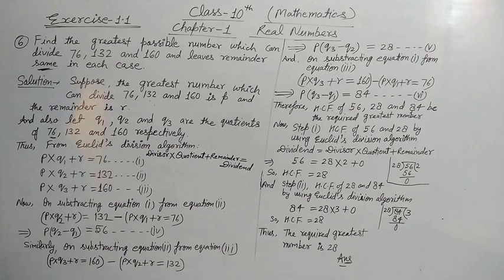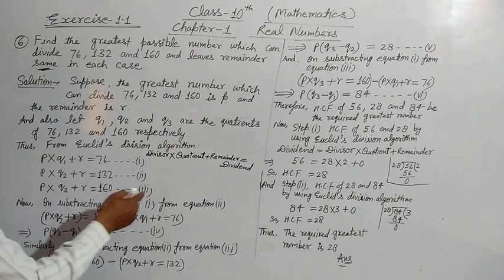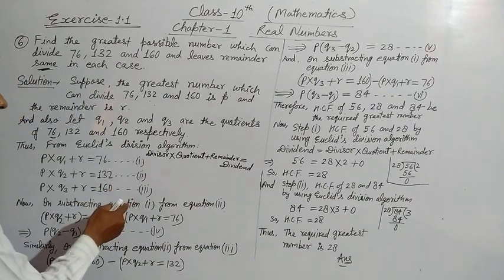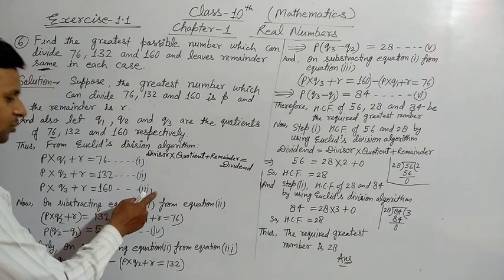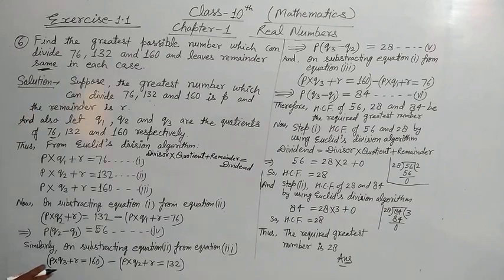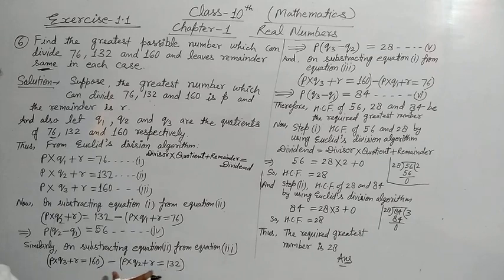Now similarly, we subtract equation second from equation third. From equation third we have to subtract equation second. Now P(Q3) plus R is equal to 160, that is equation third, minus P(Q2) plus R is equal to 130, that is equation second. We have to subtract it.